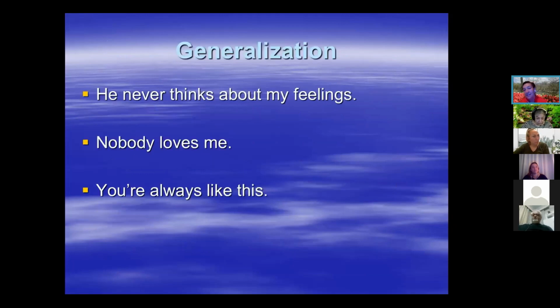Or we make generalizations. He never thinks about my feelings. So never, nobody, always. When we use these, you're always like this. Nobody loves me. So you cannot go into the root of the problem when you generalize, when we use expressions like this. We cannot go into the root of the problem when a kid comes home and says, "Nobody loves me," and crying. And come on, why?